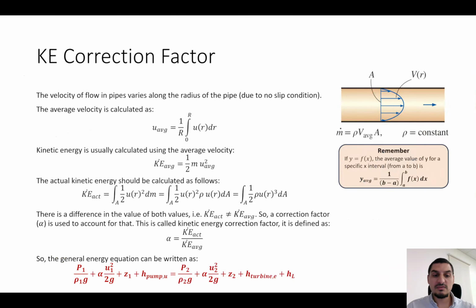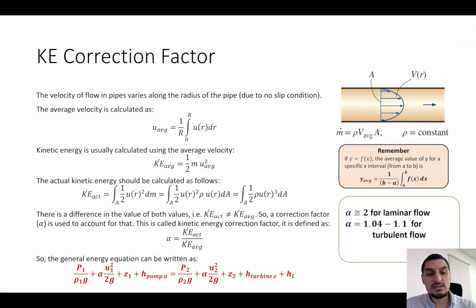By using this correction factor, we have the kinetic energy term expressed in an accurate way, and it will give accurate results. The value of alpha depends on the type of flow, and this is why we discussed the laminar and turbulent flow before. For laminar flow, the correction factor is around 2, and this is because the profile in the laminar flow is very parabolic. It looks like this. For turbulent flow, it is close to 1. It's 1.04 to 1.1.